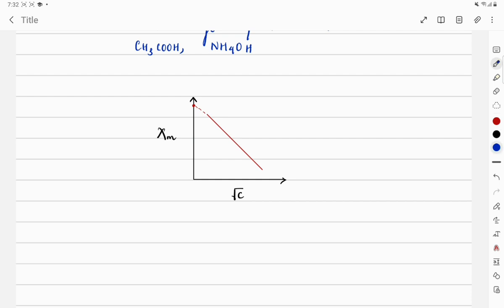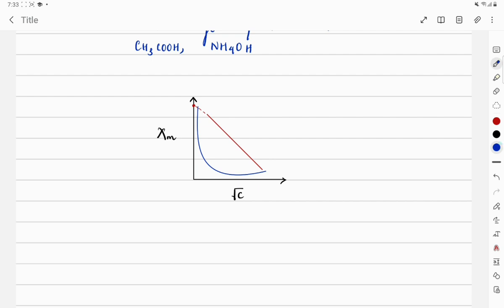Next, for weak electrolytes, it is a different graph. Here it was linear for strong electrolytes, but for weak electrolytes we see an exponential increase in the molar conductivity on increase in dilution, which means if you increase dilution, it is going to increase exponentially. So there is a sharp increase in the case of weak electrolytes.